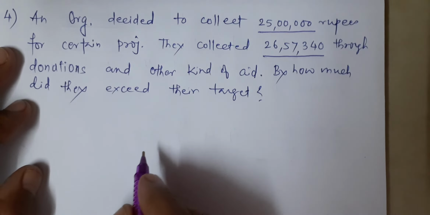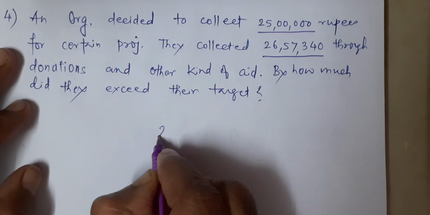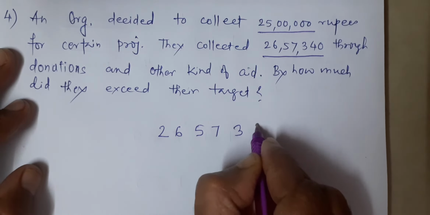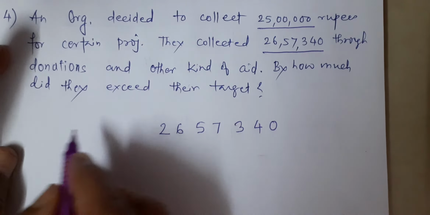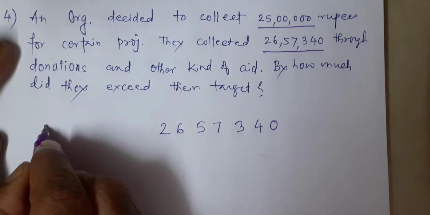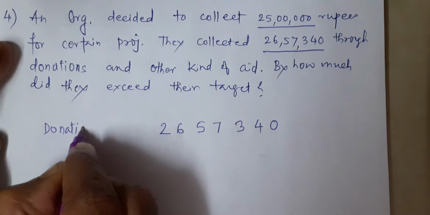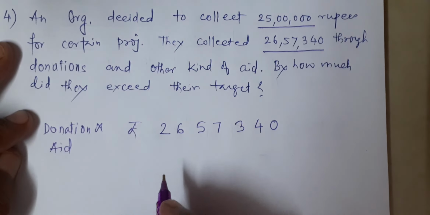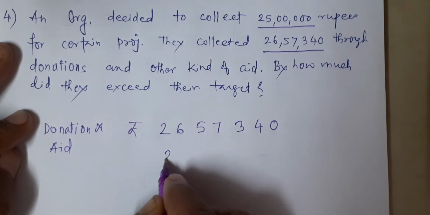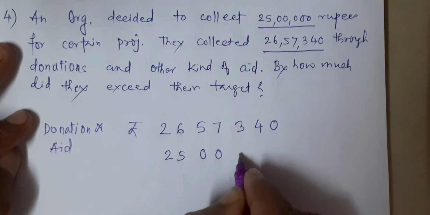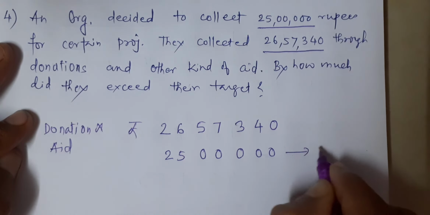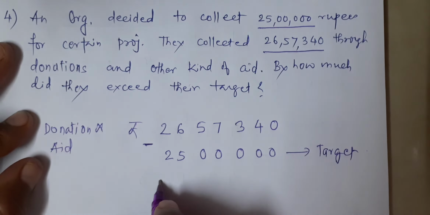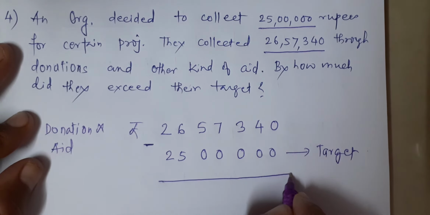So that amount exceeds, but what is the larger amount? 26 lakh 57,340. These rupees are collected through donation and aid. And what was their target? The target was 25 lakh. So we have to see how much amount they exceeded their target by.